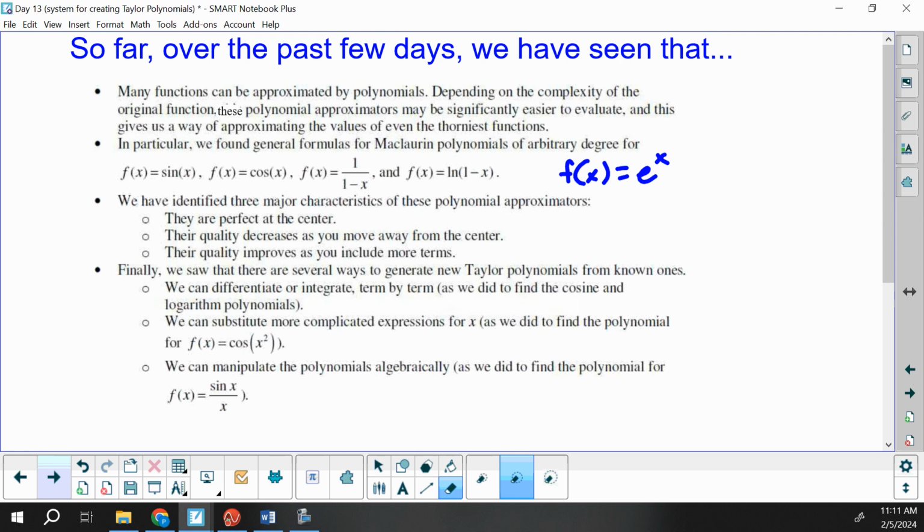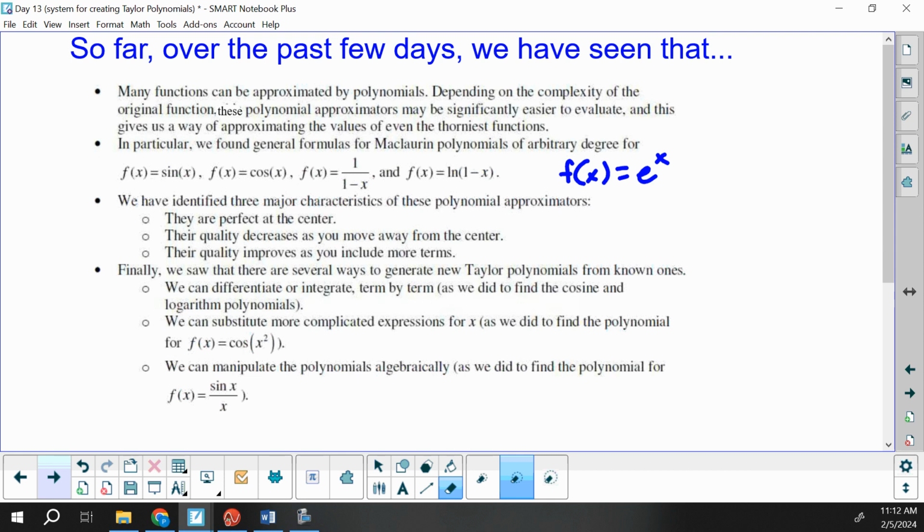There will be one more that we will eventually add to our card for arctan, but then that'll be all the ones that we'll memorize and then just work off of those. So the big ideas. Our polynomials are perfect matches at the center. If it's a Maclaurin polynomial, then that means it's centered at x equals 0. As you move away from the center, your quality of approximation is not as good. You can improve your quality by adding more terms to the polynomial.